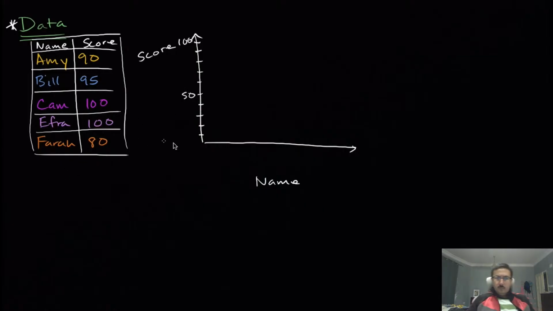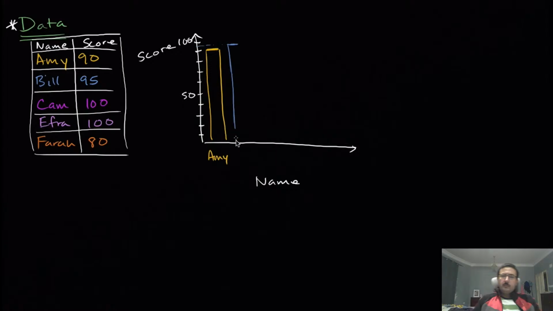And then you could go person by person. So Amy got a 90 on the exam, so the bar will go up to 90. So that is Amy. Bill got a 95, so it's going to be between 90 and 100, so it's going to be right over there. Bill got a 95, and so it would look like this. So that is Bill.